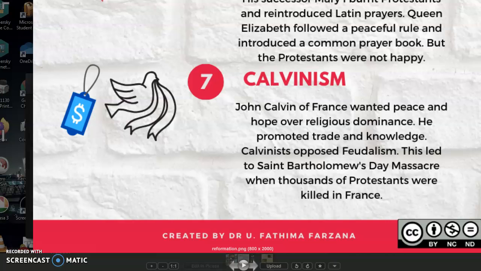Point number 7, Calvinism. John Calvin of France wanted peace and hope over religious dominance. He was frustrated over all these quarrels. All of them were Christians at heart, and he promoted trade and knowledge over religion. Calvinists opposed feudalism, or the dominant form of government at the time. This led to the horrible St. Bartholomew's Day massacre, when thousands of Protestants were killed in France.